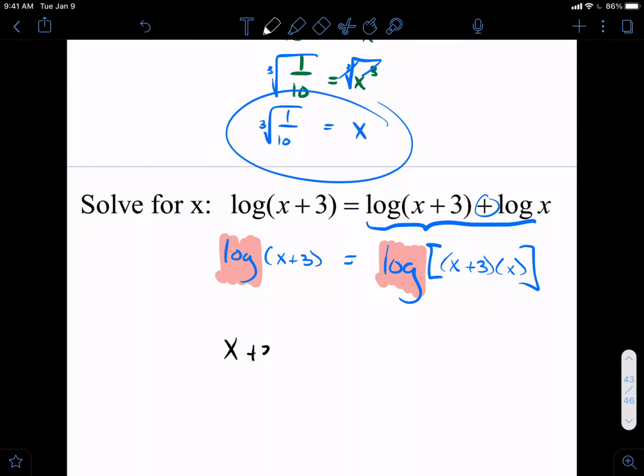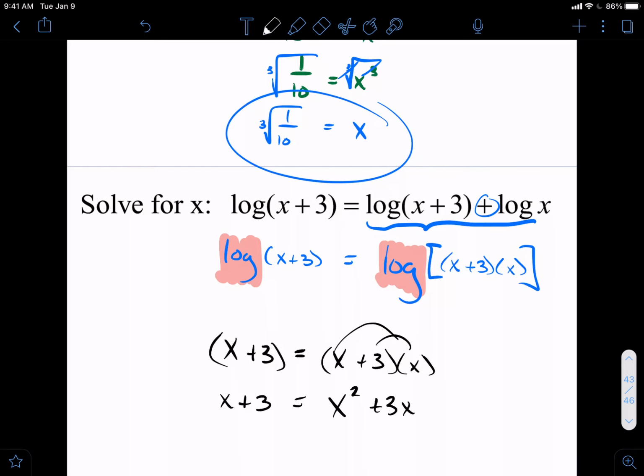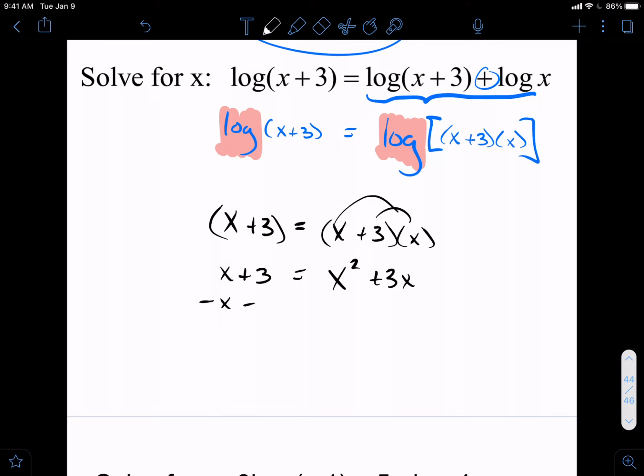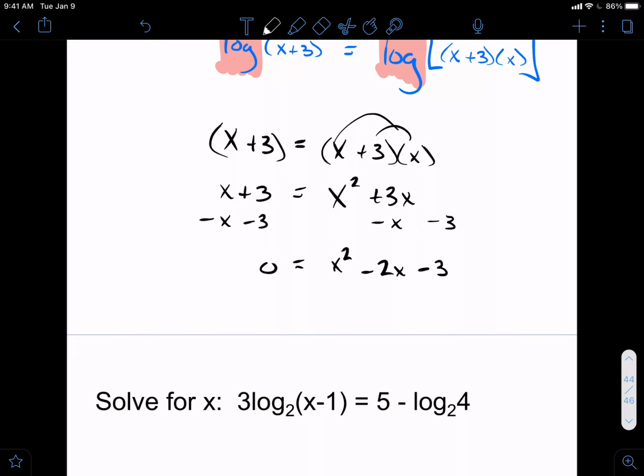So I'm going to get my x plus 3 from the left side is equal to x plus 3 times x. To solve this, I would start by coming over here and distributing. I'm going to get an x squared plus 3x. And then I'm going to move everything over, so I'm going to subtract x and subtract 3 to get it equal to 0. So subtracting x and subtracting 3, we'll get 0 on this side equals x squared minus 2x minus 3.